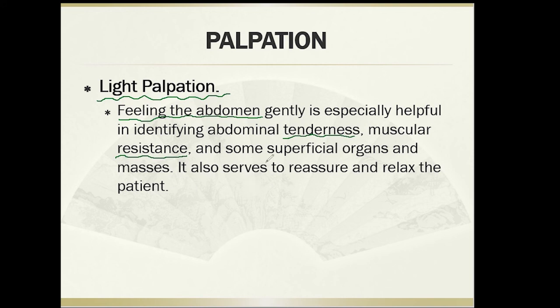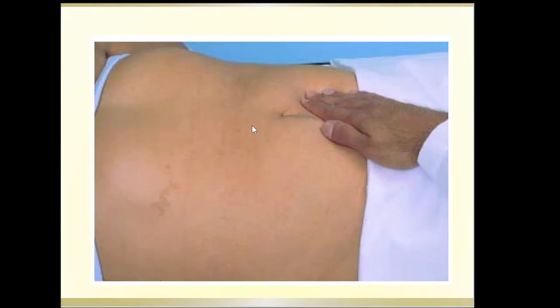And also we try to palpate some superficial organs. Normally in patients, they are hard to find by lighter palpation. But if an organ is getting bigger, you can still find it with lighter palpation, and also some muscles. So that's basically lighter palpation. You start with lighter palpation, and then the patient may become relaxed, then you do deeper palpation later. So that shows how we do lighter palpation.